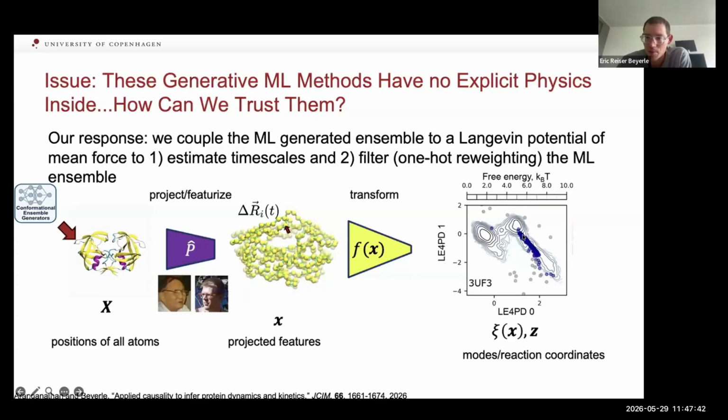And so what we can do is we can plot the structures. So here we're projecting the structures output from an ML method, and we're projecting them onto this 2D space. And the ones that actually end up in regions that are sampled in microsecond MD simulations, they're colored blue. And then the ones that end up in regions that aren't sampled in the MD are colored gray.